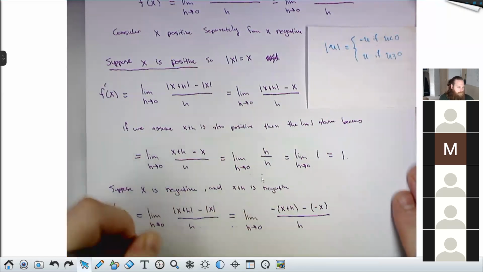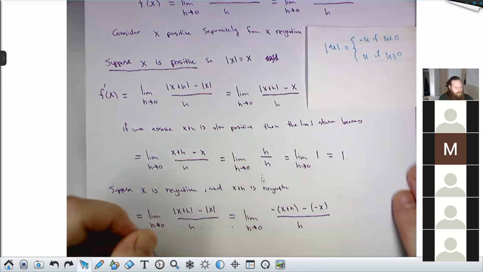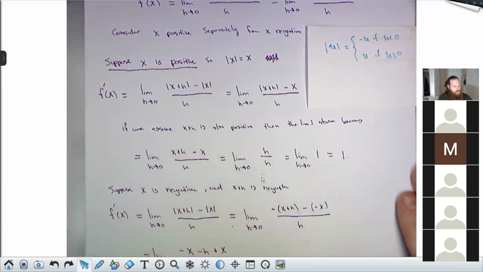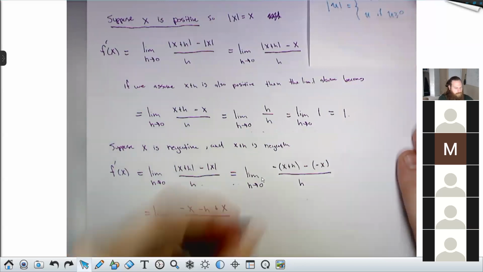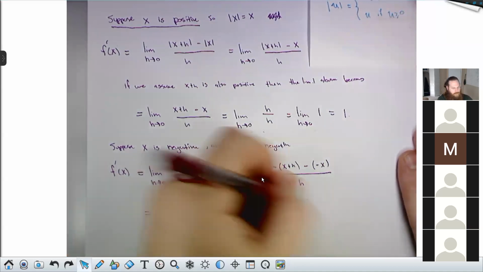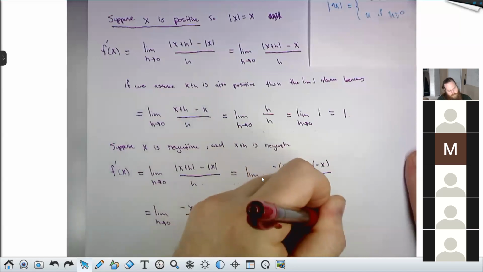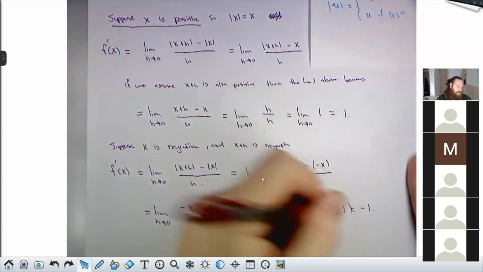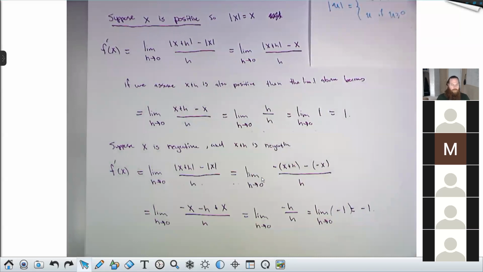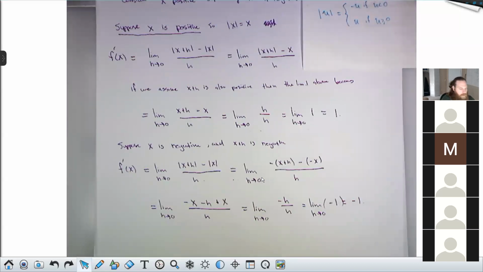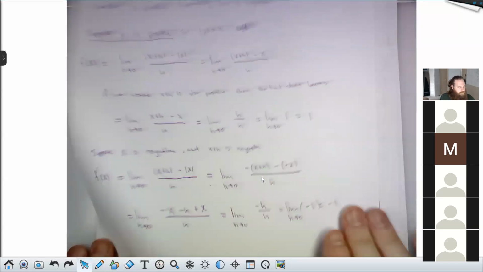So now this limit is the limit as h goes to 0. Just distribute the negatives. You get negative x minus h plus x, all over h. And again, the negative x and the positive x here, they're going to eat each other up, giving you the limit as h goes to 0 of negative h over h, which is the limit of negative 1, which is just negative 1. So it's true that for positive values of x, f prime of x is always 1, and for negative values of x, f prime of x is always negative 1. I'm going to go one step further here and show you that f prime of 0 does not exist, and that's the fun part.